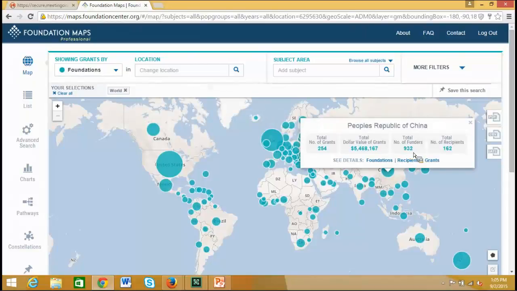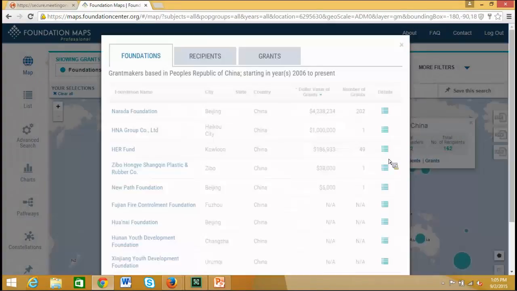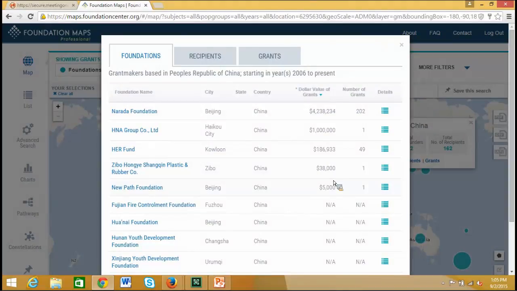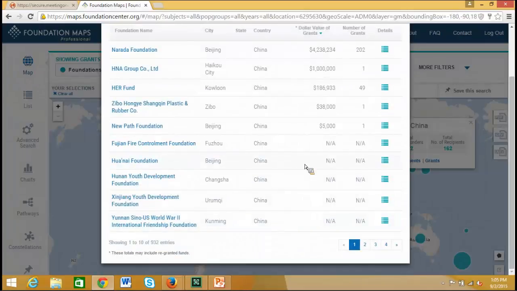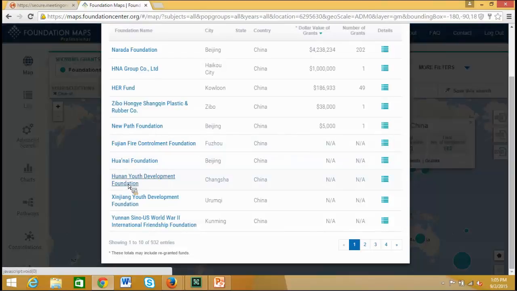There are 932 funders in here, but for a lot of the foundations we don't have many grants. We've got five Chinese foundations that we have grants for. That means there are around 920-something foundations listed here. Let's go look at Youth Development Foundation.